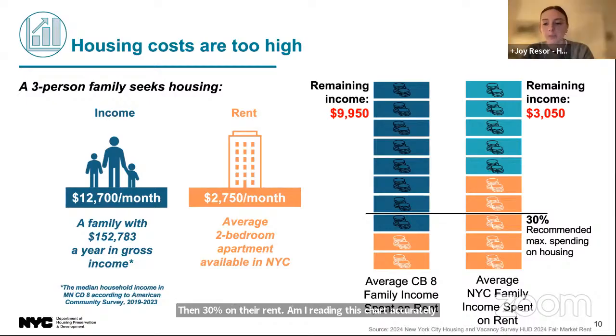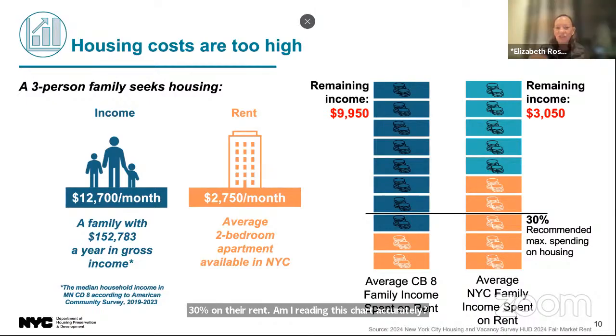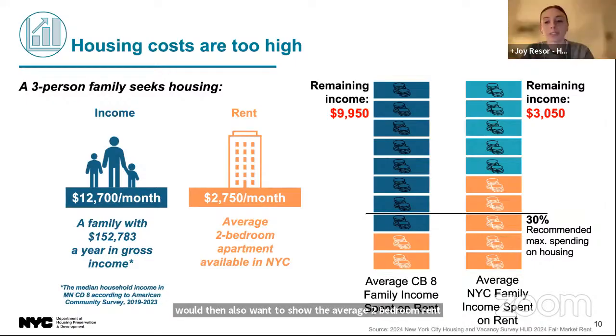That's correct. I'm going to jump in here. Okay. So that's just a little bit of apples and oranges. If you're going to show the average CD8 family, I would think you would then also want to show the average 2-bedroom rent for an available apartment in CD8. That's really good feedback.